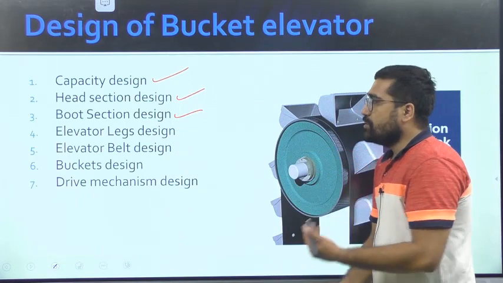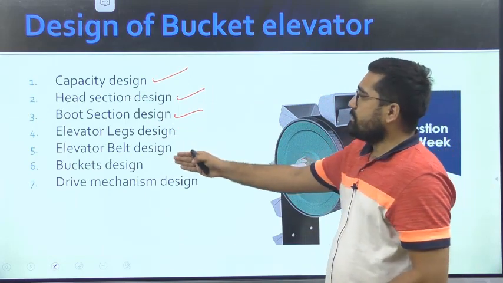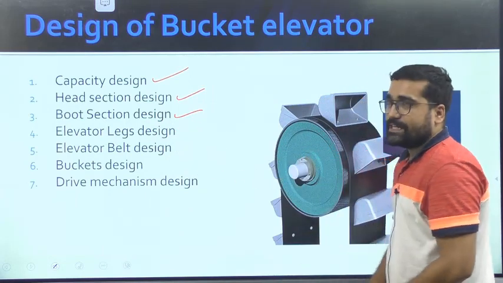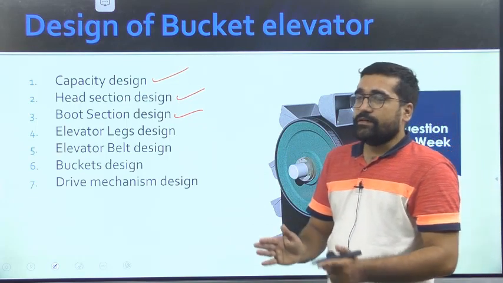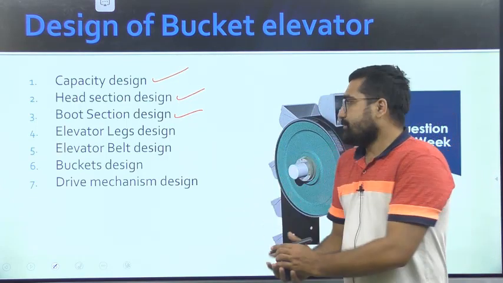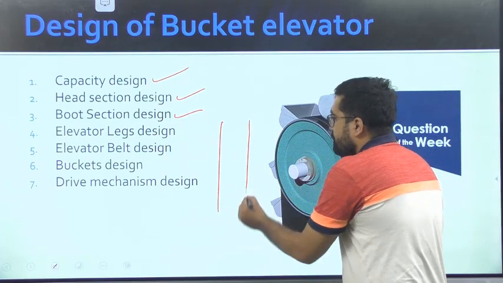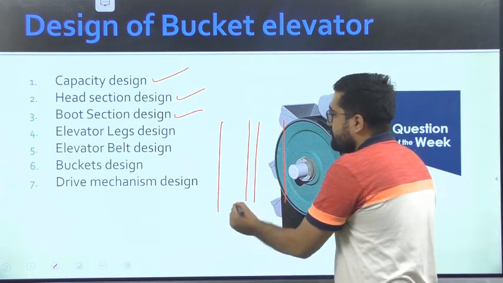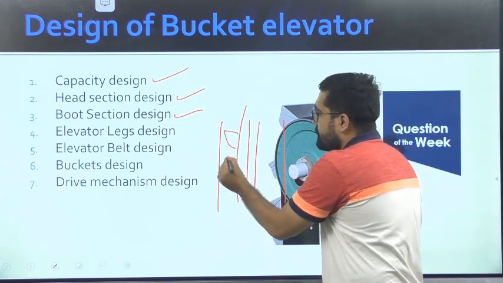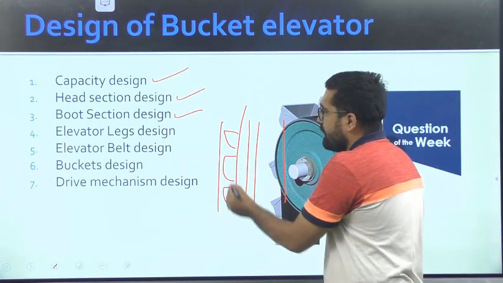We have to choose from various types of boot section designs which type of boot section we are going to use. Then comes the elevator leg design. The elevator leg is the space in which the belts and buckets are passing. So these will be the elevator legs.